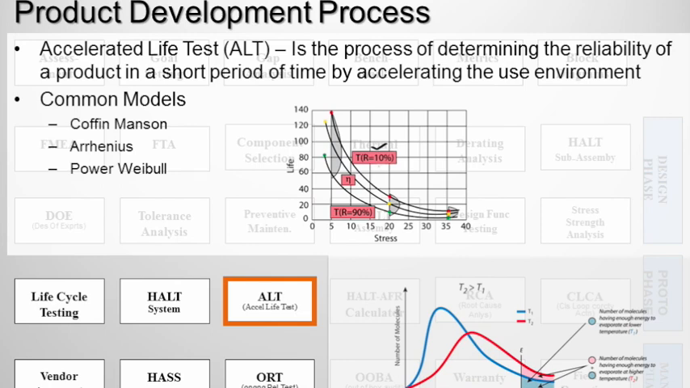Accelerated life tests are tests that are specifically designed so that the product is exercised within a shorter period than the normal wear out period, and a life statement can be made. And this is typically done by using established acceleration models. One is the Kaufman-Manson model. One is an Arrhenius model. There's also a Power-Weibull model. And these are probably some of the most common ones used.